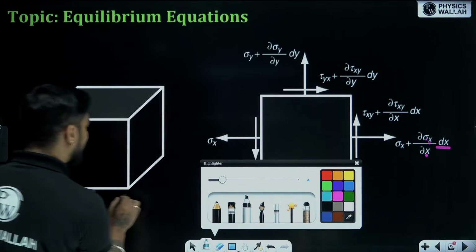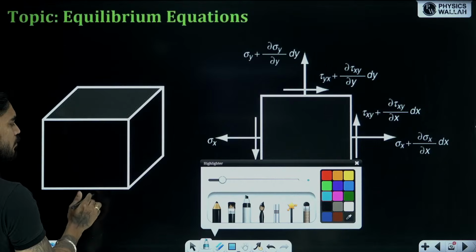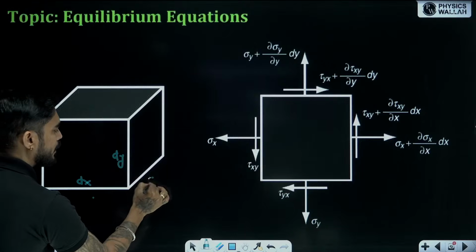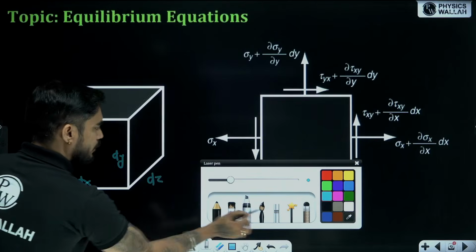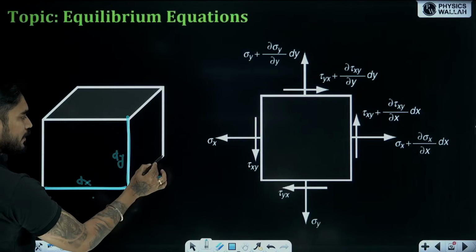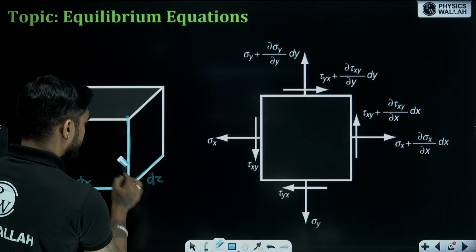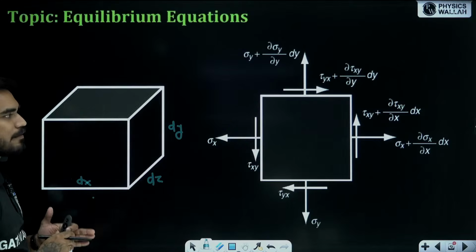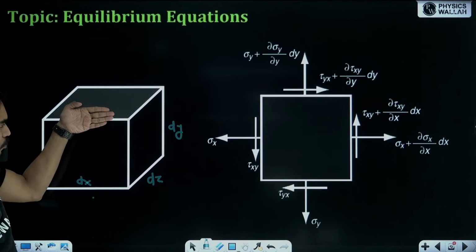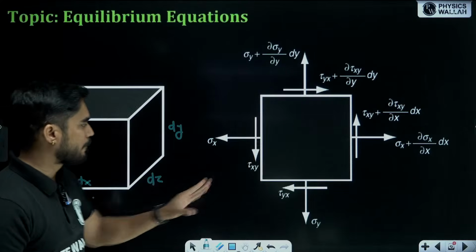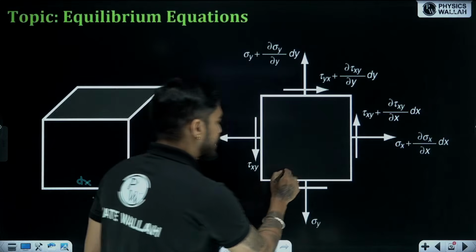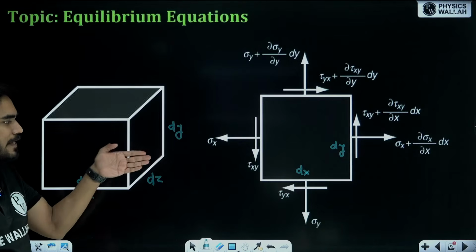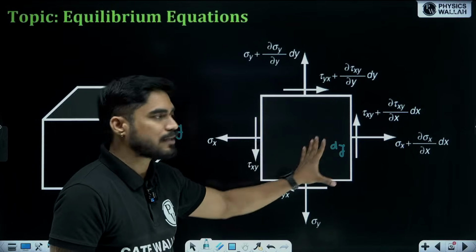See, dx, dy, dz are the dimensions of this element. So this is dx, this length is dy, this is dz. Okay, so these are the dimensions of this element and we are looking at only one face of this element. Okay, we are looking at this front face. This is dx and this is dy. We are not showing dz because we have only two-dimensional stresses.